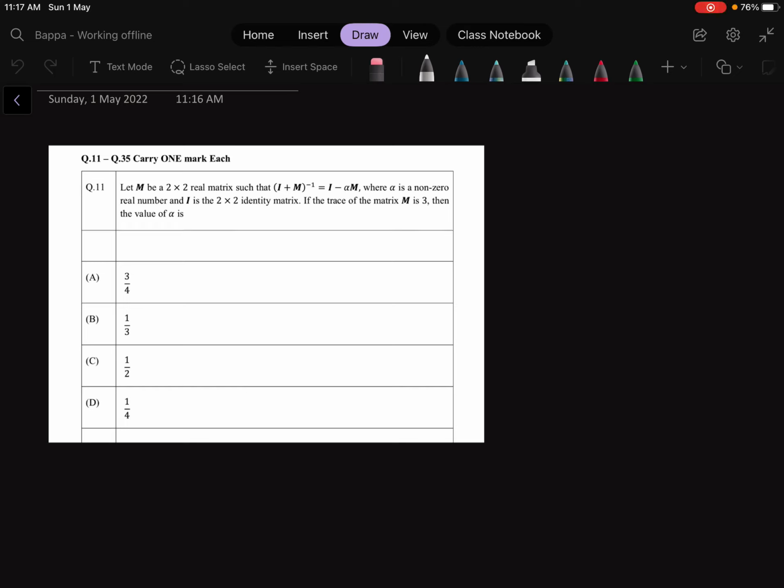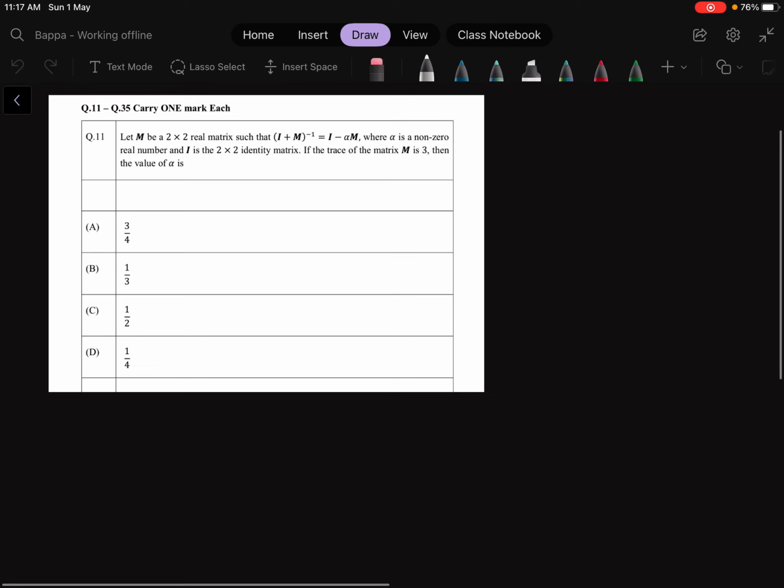This is GATE Stat 2021 paper, question number 11, that says M is a 2 cross 2 real matrix such that (I plus M) whole inverse equal to I minus alpha M, where alpha is a non-zero real number and I is the 2 cross 2 identity matrix. If the trace of this matrix is 3, then what is the value of alpha?